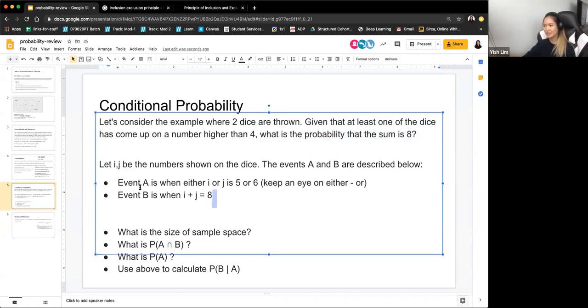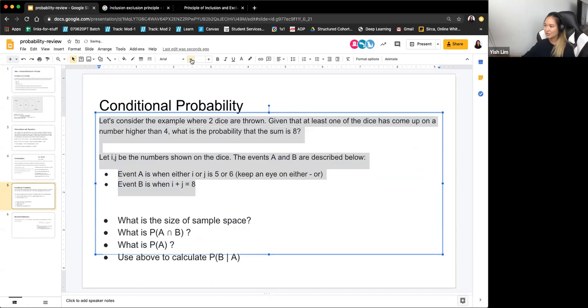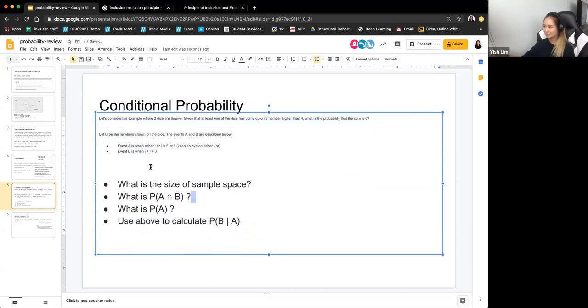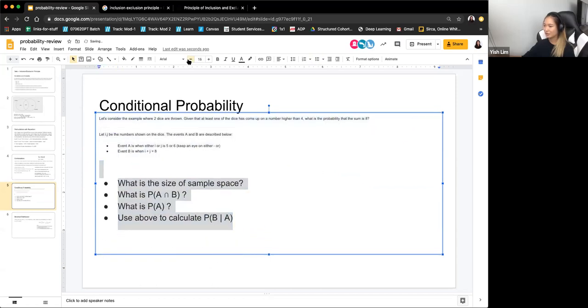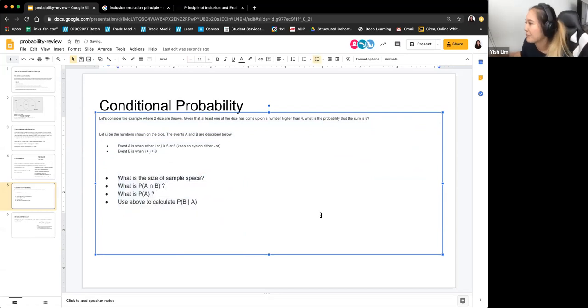So in the Learn Labs, they actually provide these events. So the events are described as event A is when either I or J is 5 or 6. Event B is when I plus J equals 8. And then these are the questions that follow. So let's make this a little bit smaller so that we have some space to work. If you need me to zoom in on any part of the question, please let me know.